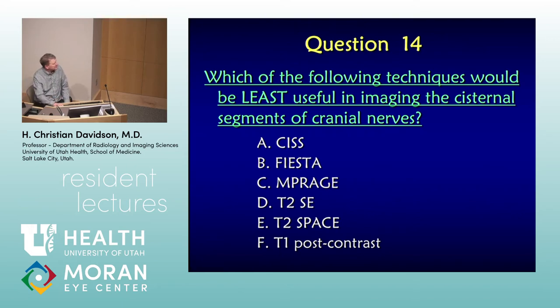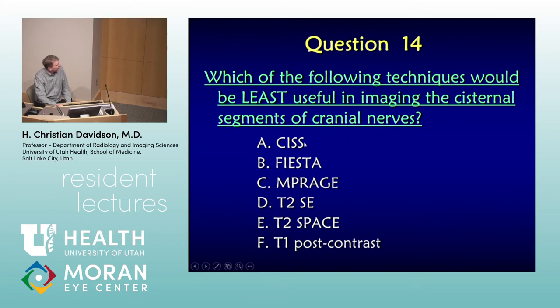But the T1 spin echo can have issues with phase artifact when you have flowing vessels, at 3T especially. And so if you want a T1 sequence that doesn't have the same kinds of motion artifact, an MP RAGE is a T1 sequence that has some advantages. But it is essentially a T1 weighted sequence. Of all of these, the T2s are the most important when you're looking at cisternal cranial nerves.